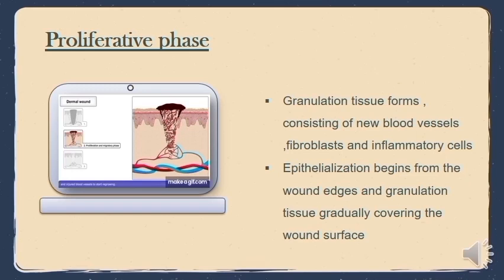So the next process is the proliferative phase. In the proliferative phase, the granulation tissue will form, which consists of new blood vessels, fibroblasts, and inflammatory cells, right? Epithelialization will begin from the wound edges and the granulation tissue gradually covers the wound surface. Now these fibroblasts will proliferate and secrete a long fibrous protein called collagen. Right. These collagen proteins will align together and form collagen fibrils. Now collagen fibrils will realign and form collagen bundles. Okay. These have high tensile strength, but still the wound is not strong.